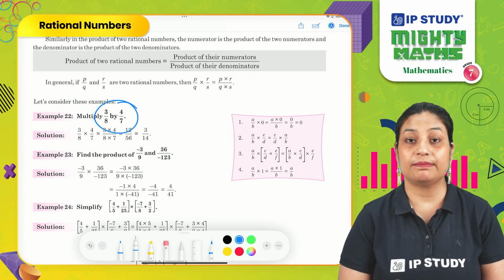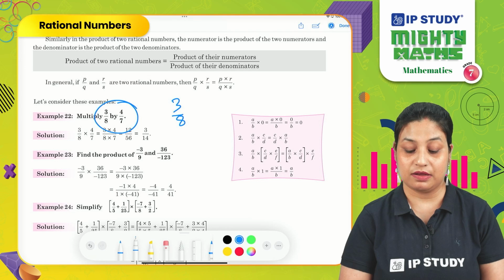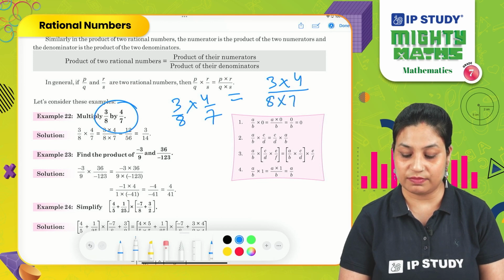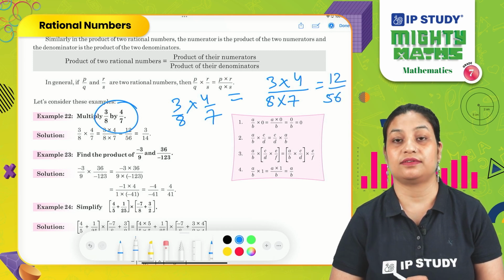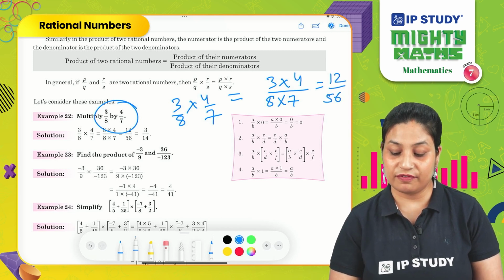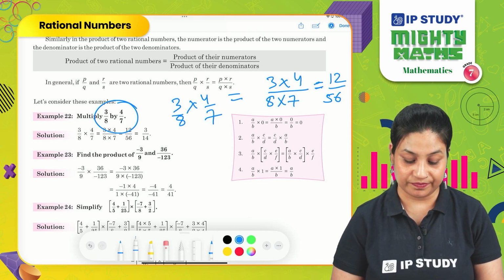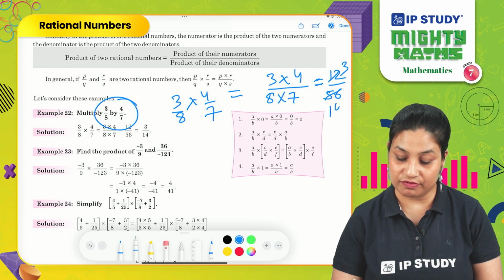So we have to multiply 3 by 8 with 4 by 7. So simply multiply numerator with the numerator and denominator with the denominator, right? So if you do so, what you will get? You will get 12 by 56, right? Now, if you feel like it can be further reduced, you can reduce it further, okay? So this can be reduced as 3 by 14.